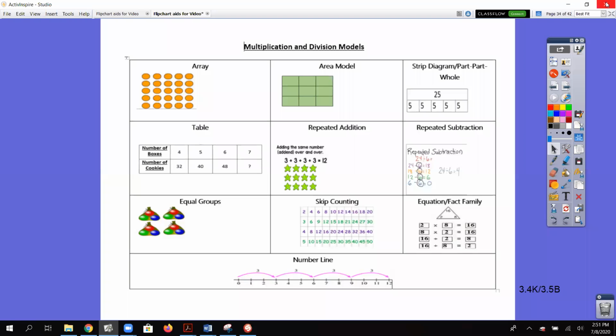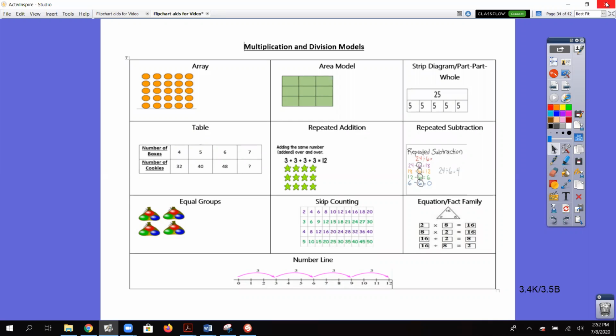Hello all. We are looking today at some multiplication and division models. That's 3.4K and 3.5B. So throughout your unit with multiplication and division, you're going to be looking at all these models, and these models are very important. They will either be used to help you solve multiplication division problems, or you'll see these models and you'll need to know how to use them and what to do with them.